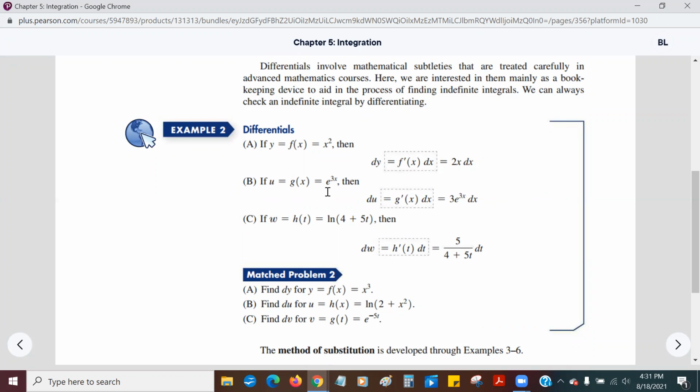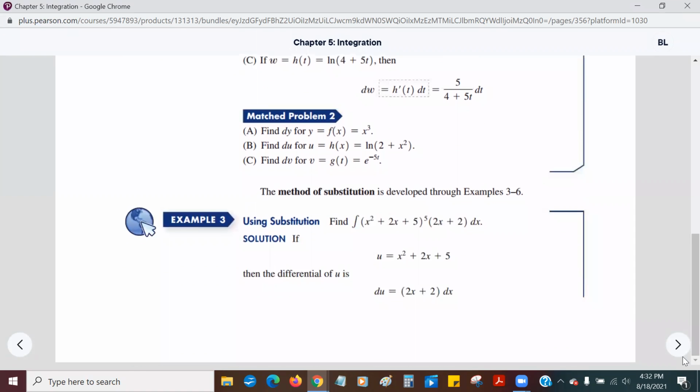And if u is equal to e to the 3x power, then du is 3 times e to the 3x dx. So instead of saying du/dx like we used to do, we're bringing the dx to the other side. It's almost like we're multiplying out a fraction and bringing it over to the other side. And same thing here, dw is equal to 5 over 4 plus 5t dt, when my original composite function is ln of 4 plus 5t. I don't want to get all hung up on this. It's just notation.